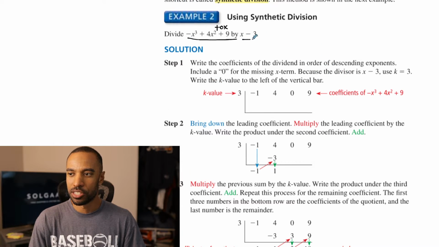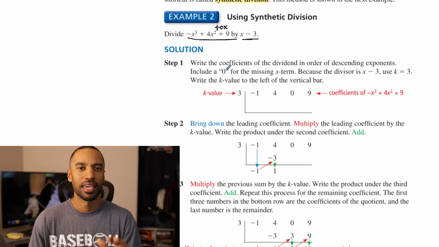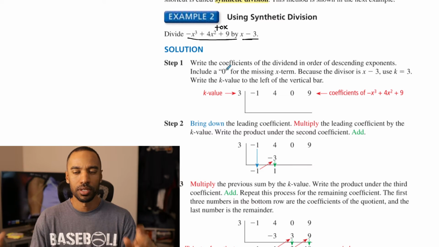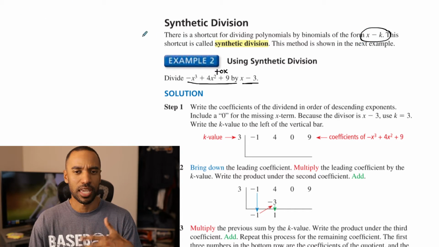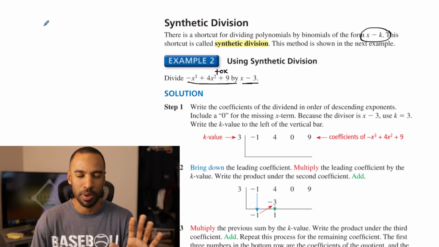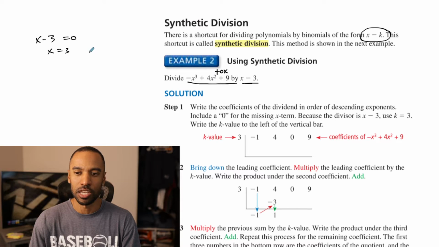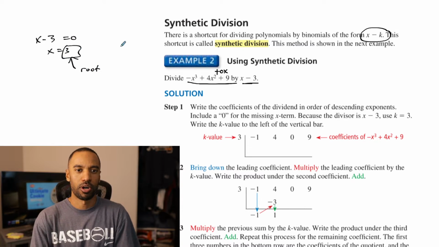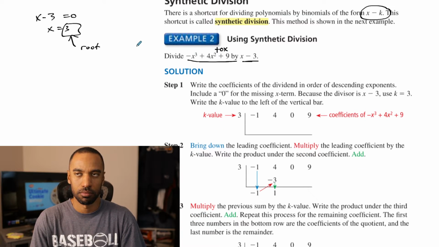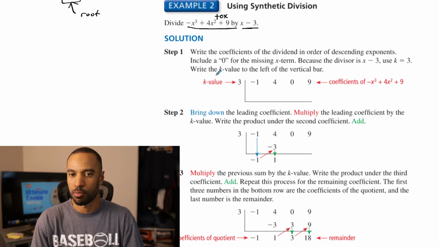Because the divisor is x minus 3, we're going to use k equals 3. What is k? K is essentially your root. If we're dividing by a factor, that means x minus k is a factor of this, sort of, because you might have a remainder. But if x minus 3 equals 0, then x equals 3. We're going to use the root value here. There's an important reason that we are using the root in this sense. You'll see it in a moment.